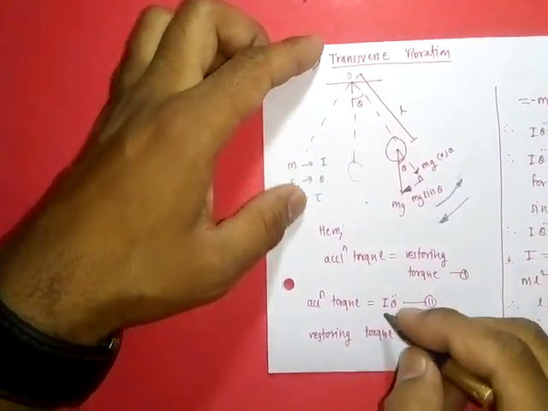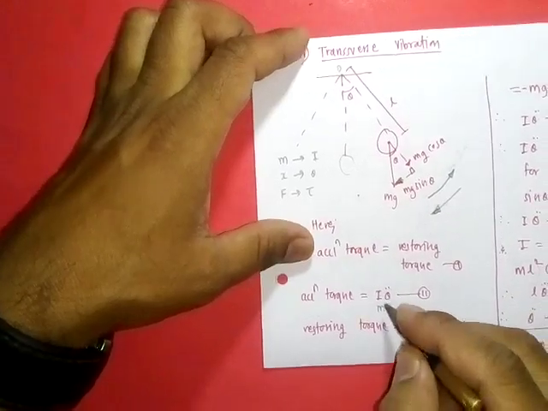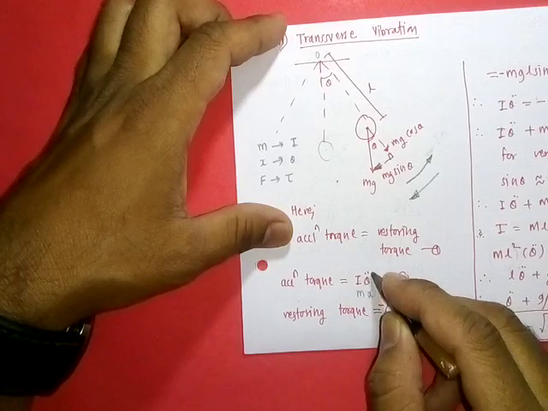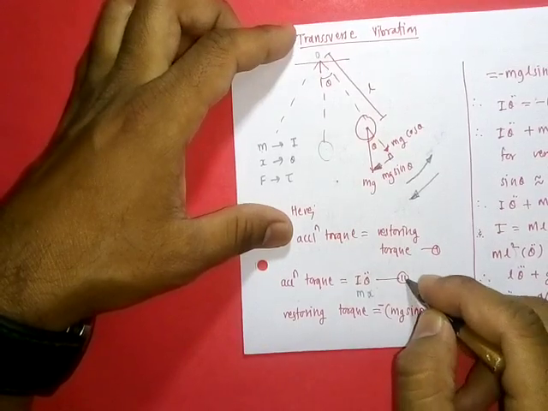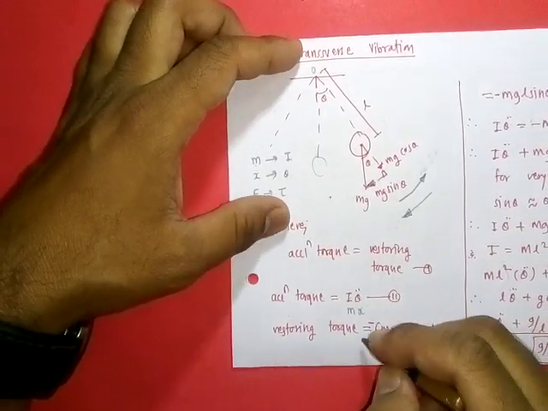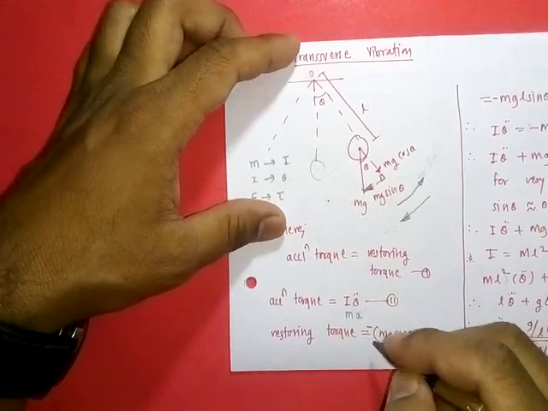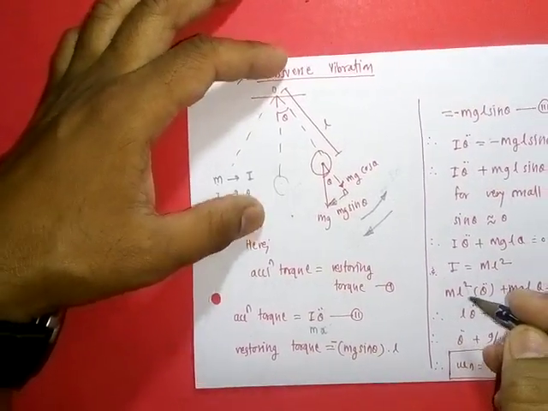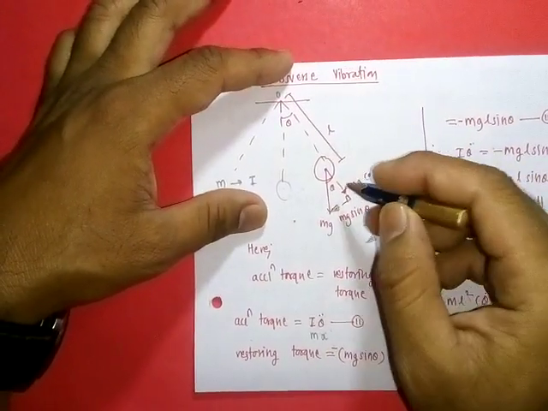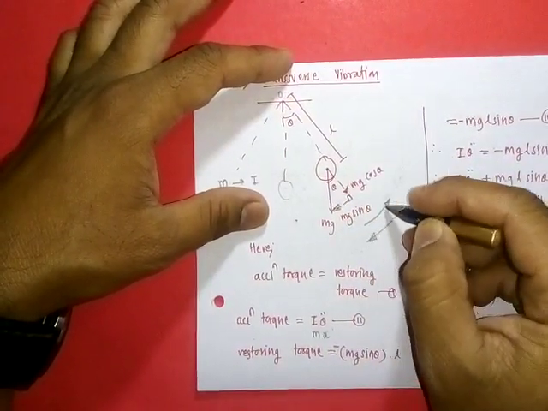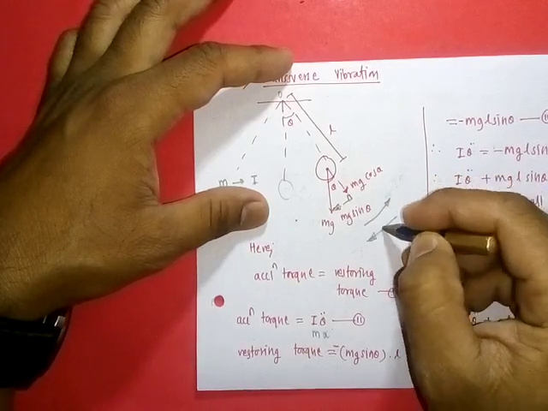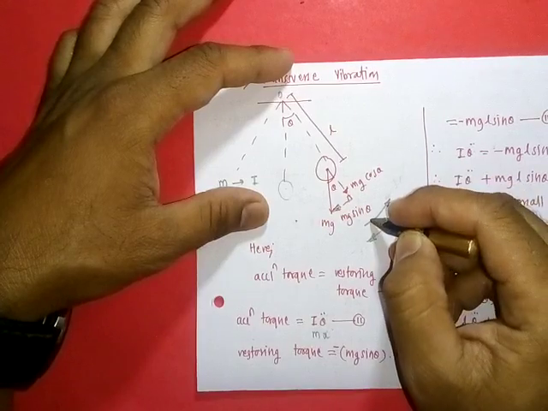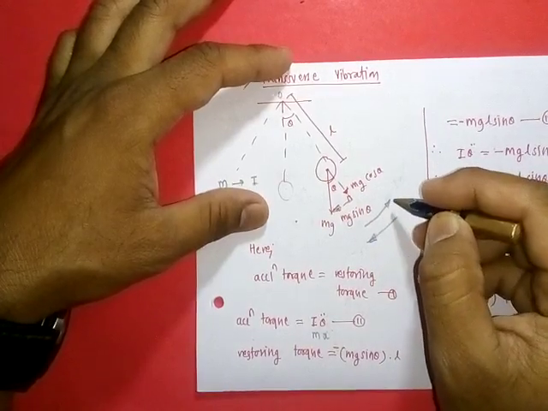So accelerating torque will be equal to mass moment of inertia into acceleration, that is theta double dot. This is our second equation. Then restoring torque: for restoring torque we require force and perpendicular distance. Our accelerating torque is in this direction, so the restoring force should be in the direction opposite to this accelerating force or torque.